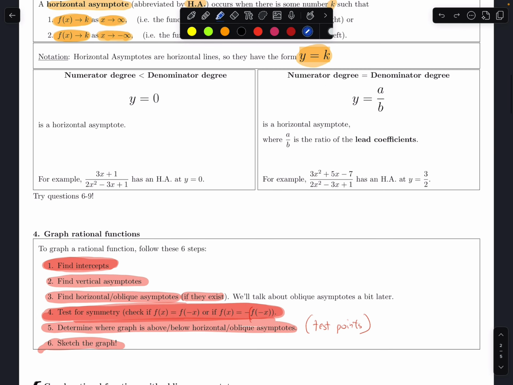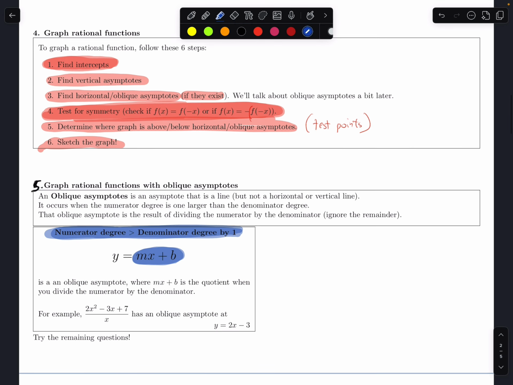So just to recap, when the numerator degree is less than the denominator degree, you get a horizontal asymptote at y equal to 0. When they're equal, you get the horizontal asymptote at the quotient of their leading coefficients. And if the top is one degree higher than the bottom, then you get this oblique asymptote.